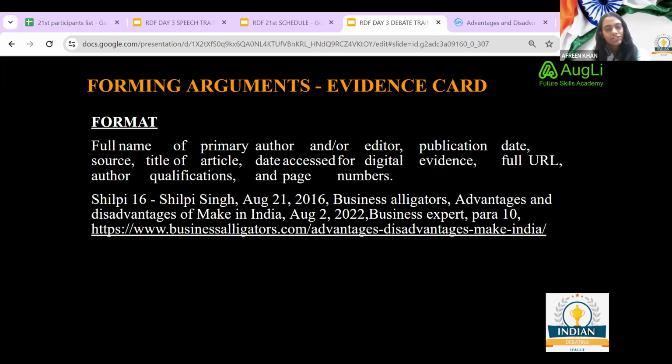Can you guys see the publication date? It is July 30, 2023. Then what is the next thing that I need to put? It is the source. The source is Times of India.